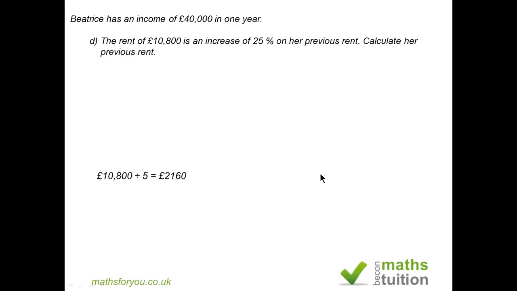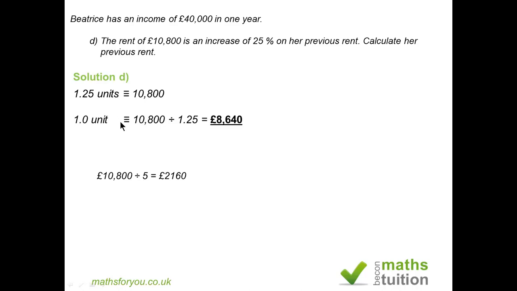For the current period, she pays a rent of £10,800, an increase of 25%. This, in effect, is 1.25 units, if you like, or 1¼ units. So 1.25 units will cost £10,800. We now want to find the value of 1 unit.